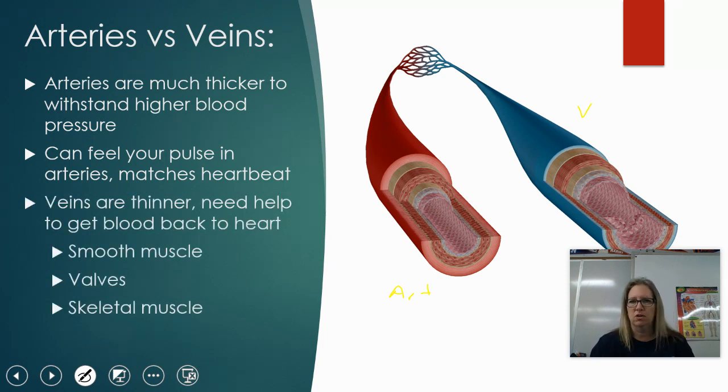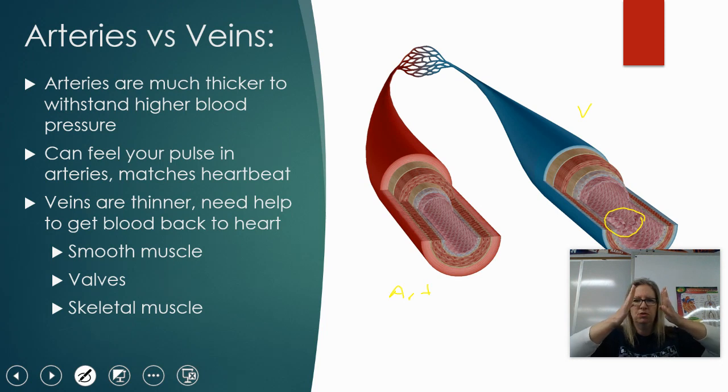Veins are much thinner. They don't have as much pressure to withstand, so they're much thinner, but veins have the trouble of, because they're so far away from that initial pump of the heart, they need some help to get the blood all the way back to the heart. And you can see this little guy right here, veins actually include valves, just like the heart does. And you can think of it as a one-way gate, okay?